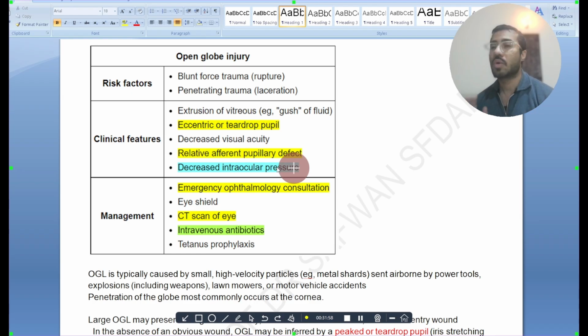So, what's the management? Simple. You get an emergency ophthalmology consult. That's it. Because it's an emergency. So, anything in the answer, the only one you're going to pick is emergency ophthalmology consult. That's it.